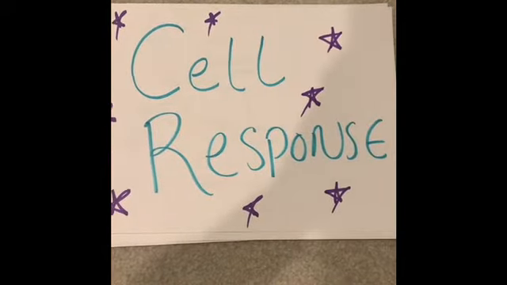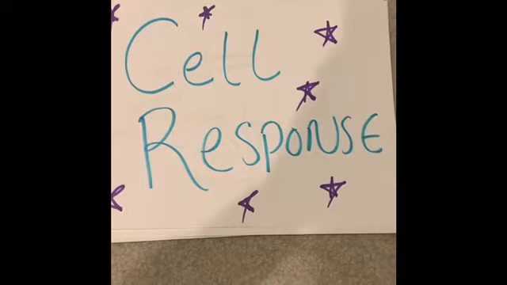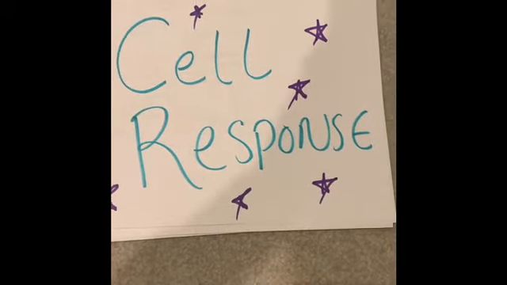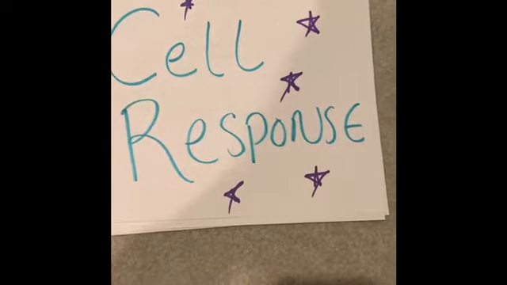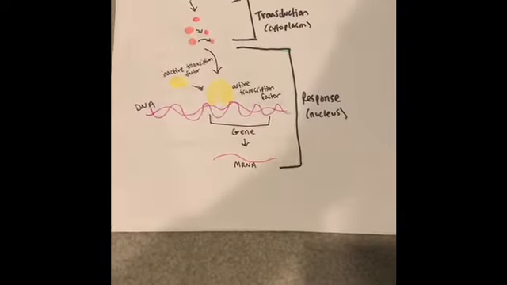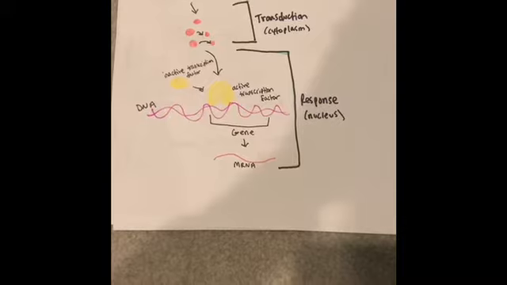The cell response occurs after transduction and reception. A signal transduction pathway leads to the regulation of one or more cellular activities. The response can occur in either the nucleus or the cytoplasm. So this is the nuclear response. And a nuclear response activates a specific gene by a signaling molecule and it alters the gene expression.